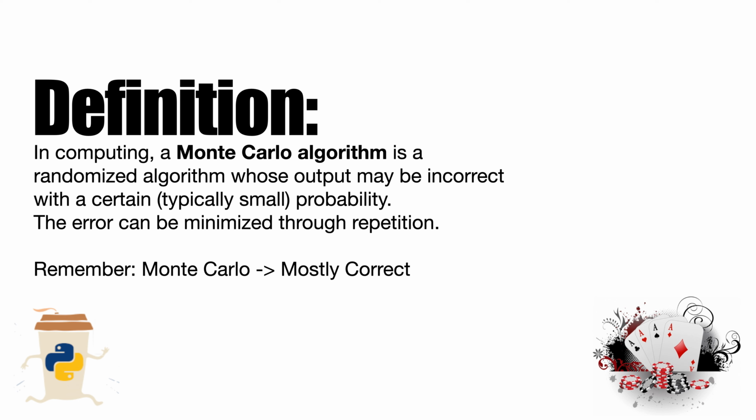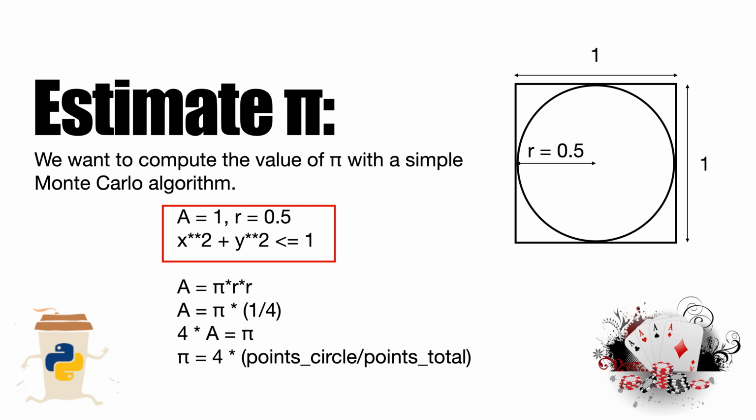And that's why we will just implement a simple algorithm which sometimes returns a wrong value, but through repetition we can minimize the error. And you can remember Monte Carlo, mostly correct. So the algorithm's result is mostly correct. And now, how can we find out the exact value of pi? Or not exact, but get close to the exact value of pi.